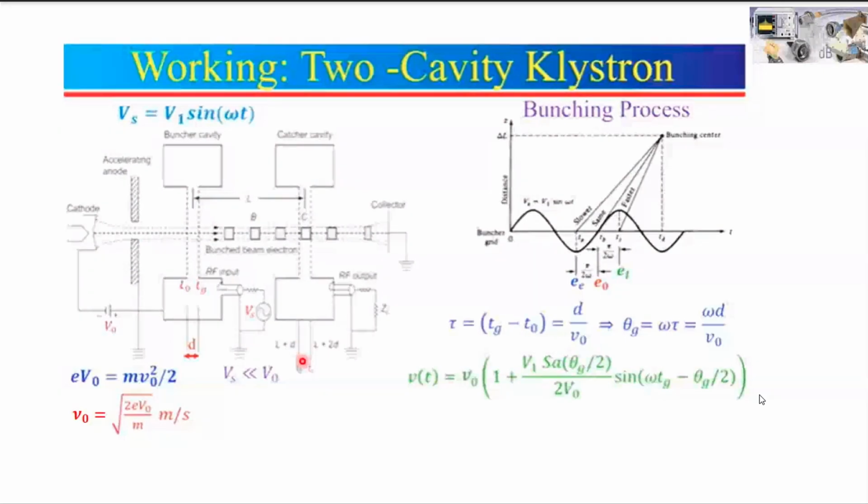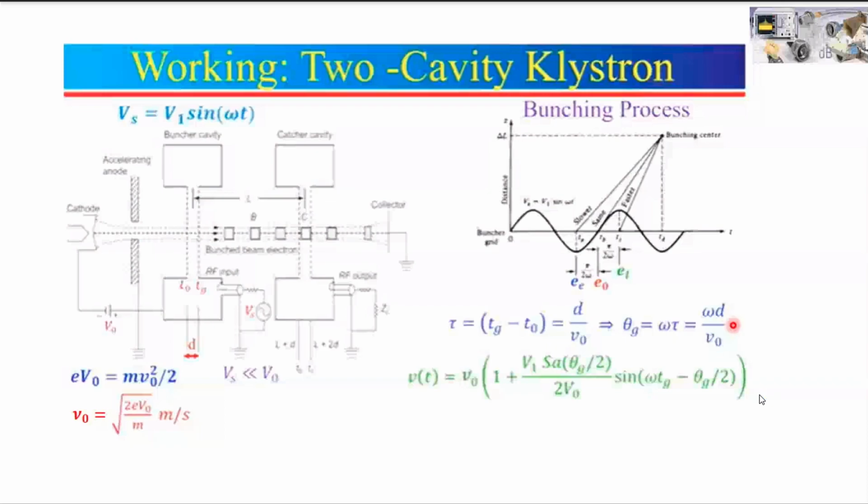Then the transit time will be what? This particular interval, Tg minus T0, is equal to D by V0. The total transit time tau, Tg minus T0, is nothing but the distance divided by velocity. Again, you know the transit angle is theta g, and theta g is omega times tau. Tau we have already found, so the entire transit angle becomes omega D divided by V0.